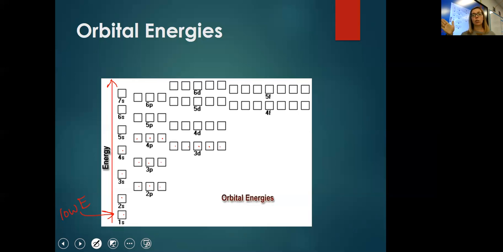Remember that as you go across the periodic table, you just fill it based upon how you're moving. If it's a d, it's 1 behind. If it's an f, it's actually 2 behind.